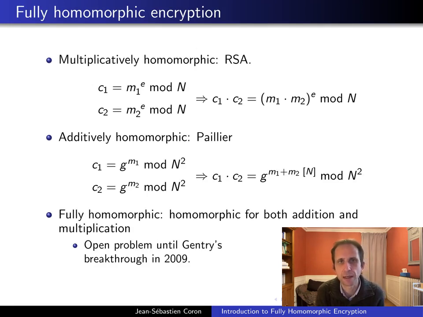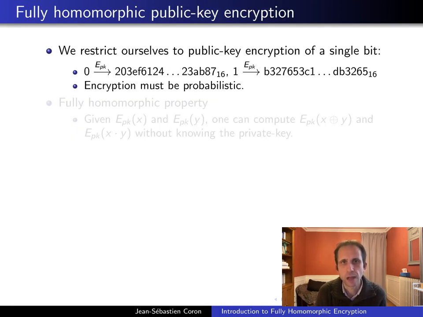So we have basically RSA, which is homomorphic for the multiplication, and we have Paillier, which is homomorphic for the addition. But for a long time, the fundamental open problem was to have a scheme which would be homomorphic for two operations, for both addition and multiplication. So this was an open problem until the breakthrough of Gentry in 2009. I'm going to explain why it's really crucial to have homomorphism for two operations and not only for a single operation.